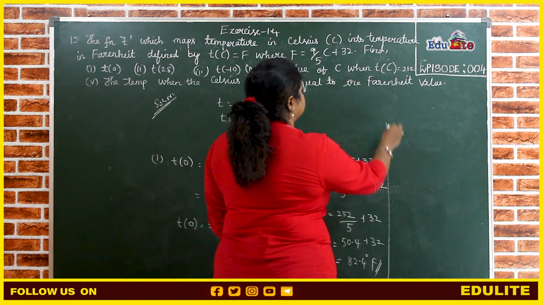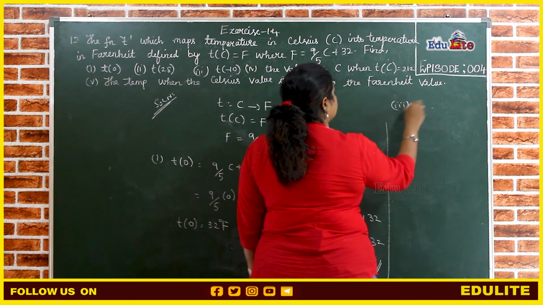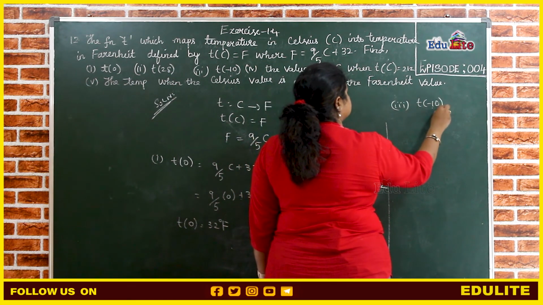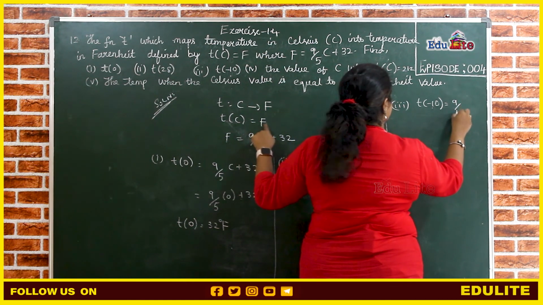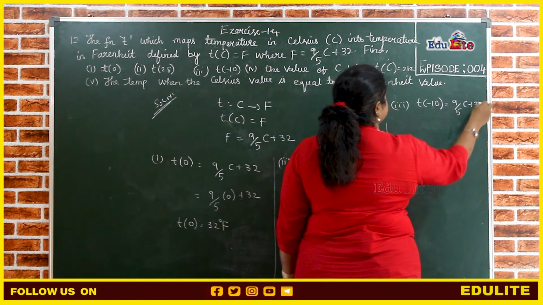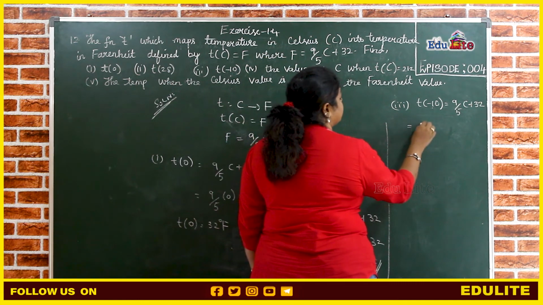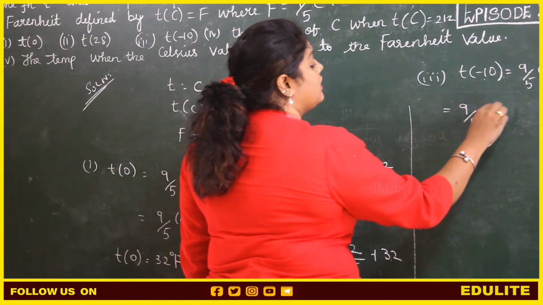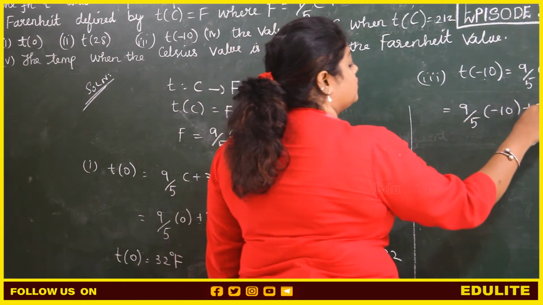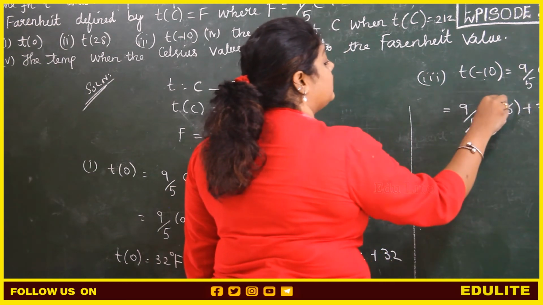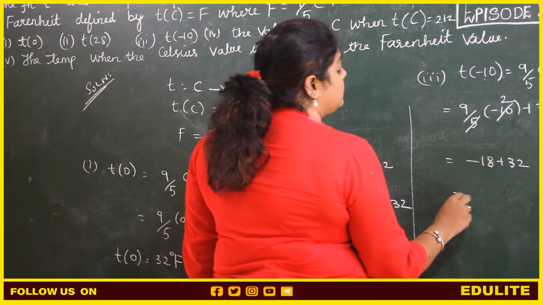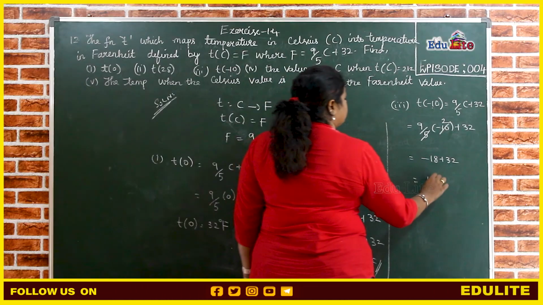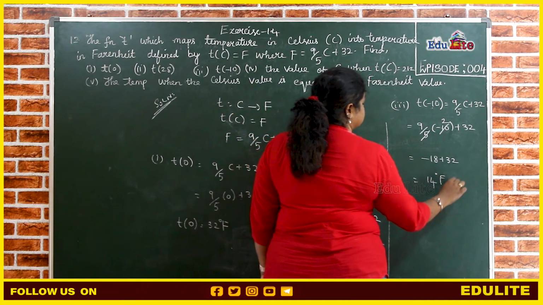And the third option is T of minus 10. Similarly, on the right hand side we have to fill it with F, 9/5 C plus 32. Instead of C we have to substitute minus 10. 9/5 into minus 10 plus 32. Cancelling this will give me 2 into minus 9, that is minus 18, plus 32. 32 minus 18 will give me 14 degrees Fahrenheit.